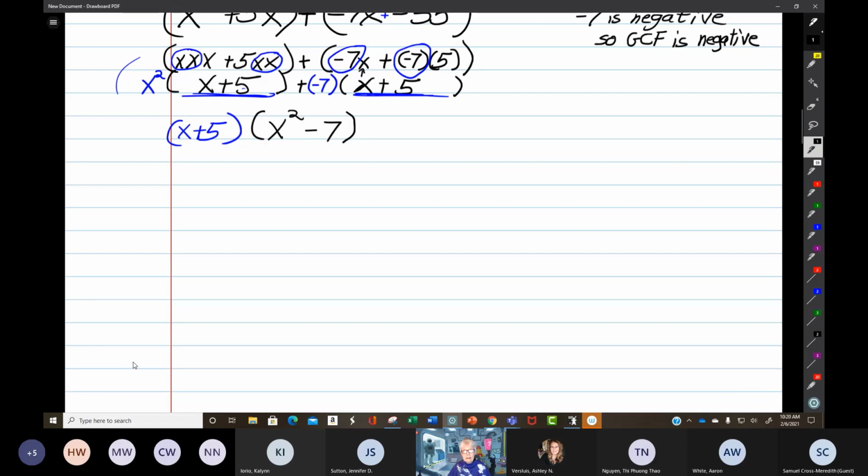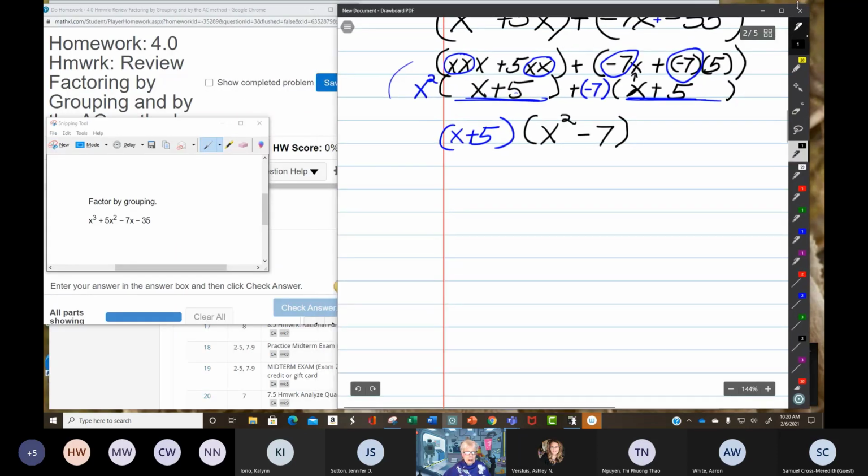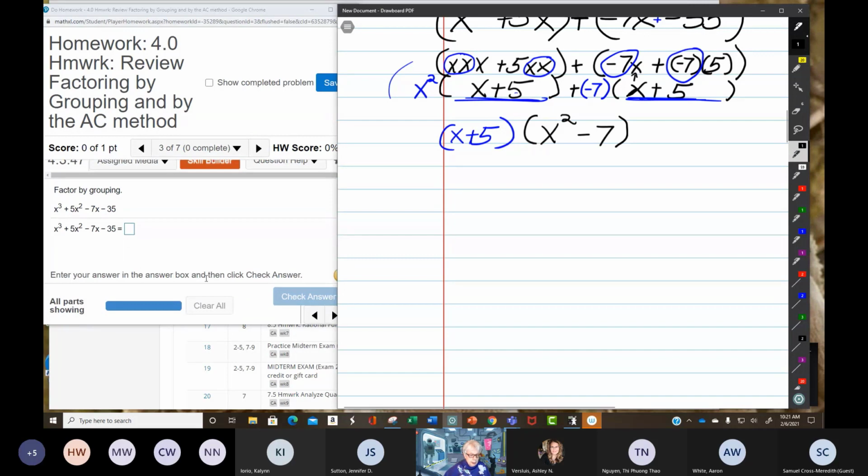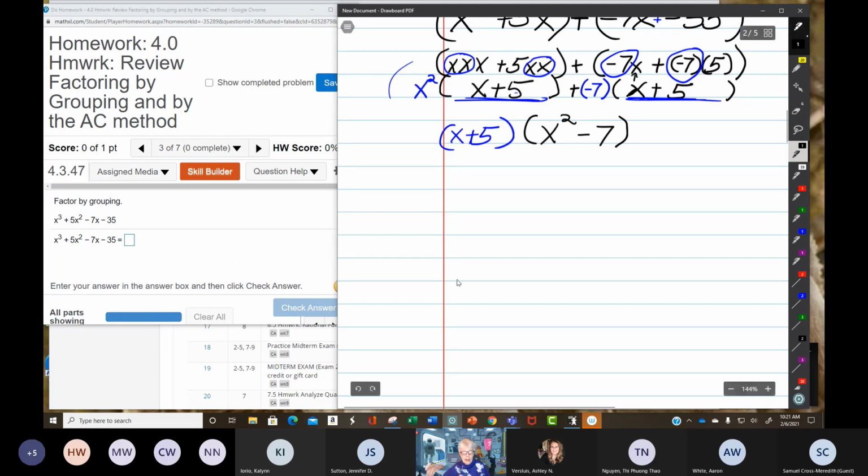Could I factor that? For those of you who know the difference of two squares, we haven't gotten there yet. We're going to. I could, but I'd have a square root of 7, and I don't want to have the square root of 7. So we're going to factor by grouping, and I'm going to look at, oh, there aren't any instructions. Enter your answer in the answer box and then click check answer. Okay. So, yeah, that's it.